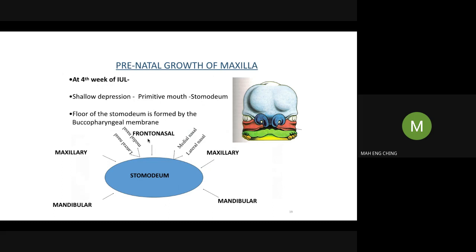The first one is the frontal nasal from the top. Then the nose has the medial nasal and lateral nasal. Then on the left and right we have the maxillary process. Then on the bottom side we have the mandibular process. Look at this picture. This blue color is the medial and lateral nasal, and this light blue color is the frontal nasal. The red color is the maxilla, and the green color is the mandible. All will come together and form the mouth and the nose.